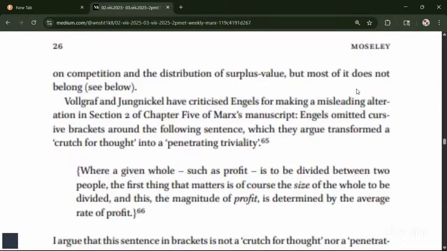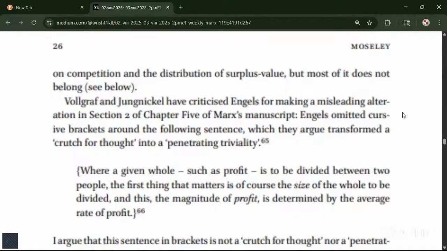So, bracket, where a given whole, such as profit, is to be divided between two people, the first thing that matters is, of course, the size of the whole to be divided. And this, the magnitude of profit, is determined by the average rate of profit, close bracket.